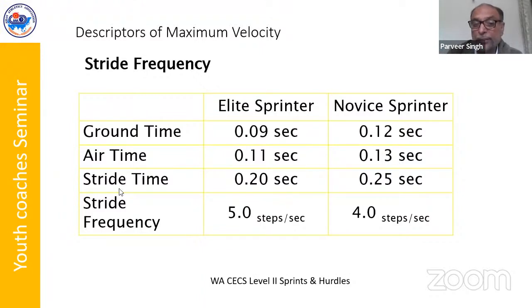The air time, the flight time, is also less. In the case of an elite sprinter it is 0.11 second, and in the case of a novice sprinter, it is 0.13 second. Stride length time is 0.20 second in the case of elite, and for the novice it is 0.25 second. Stride frequency: the elite sprinter's stride frequency is faster, it is 4 steps per second. So this is the data which shows you the difference between an experienced elite-level sprinter and a beginner.